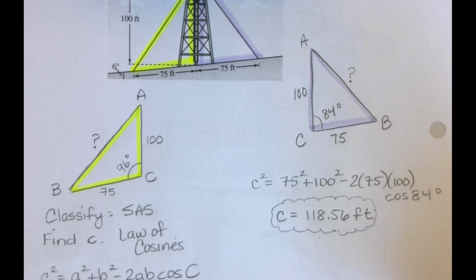So it's still an SAS classification. And if you maintain the same pattern of the lettering that you did in the previous one, you would have arrived at 118.56. Are there any more questions? Is everybody okay? We're good? Okay.